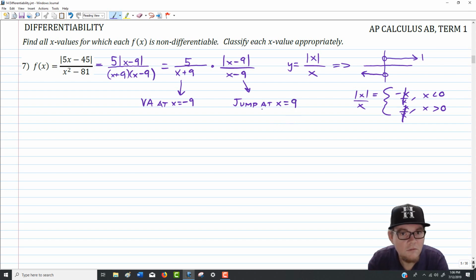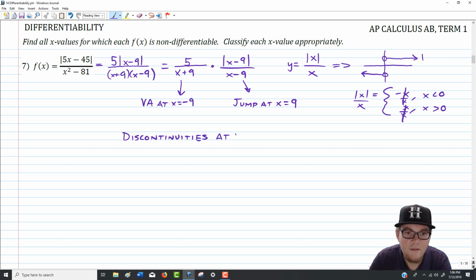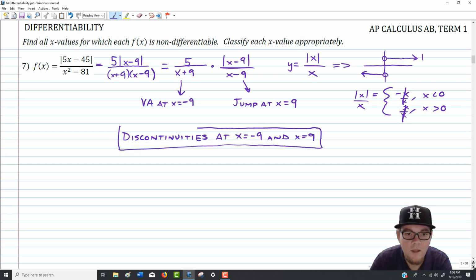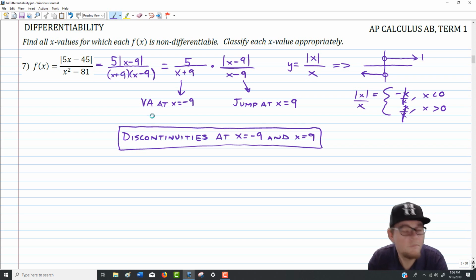In any case, though, the important thing for us to realize, and you could even get away with saying this without knowing that there's a jump there, is that there are discontinuities at x equals negative 9 and x equals 9. So just like before, there are two places where this function is non-differentiable. And like our previous problem, both of them actually turn out to be discontinuities. So, there you go.